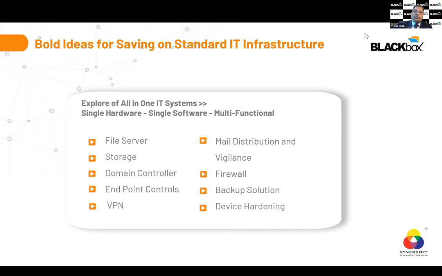So normally when we want to establish a very standard IT infrastructure, we need all these components. We need the hardware of a file server. We need the software of a file server. We need storage in terms of a good NAS device, a domain controller in terms of Microsoft server, Active Directory, endpoint controls to control the USB ports and endpoints, VPN for remote access, mail distribution and vigilance, maybe if you are a DLP conscious organization. Of course, a firewall to mitigate external threats, and of course, to control the internet. A backup solution to prevent data loss, and device hardening for certain compliances.